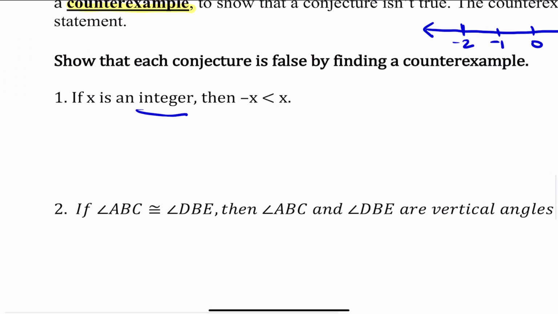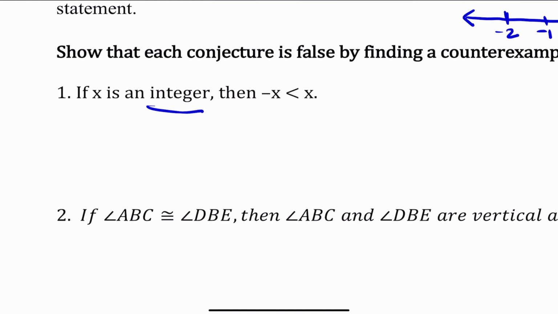So, if x is an integer, then negative x is less than x. What I'm going to go ahead and do is show the true part, and then provide a counterexample. If x is an integer, then negative x is less than x. So we can say if x is 3, then I'm going to plug it in.